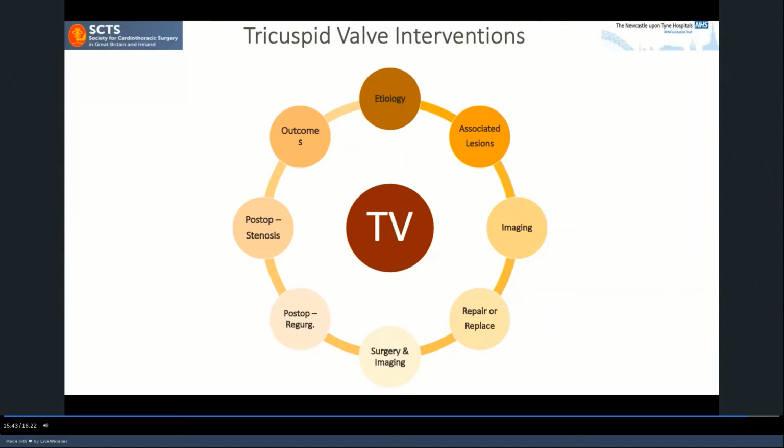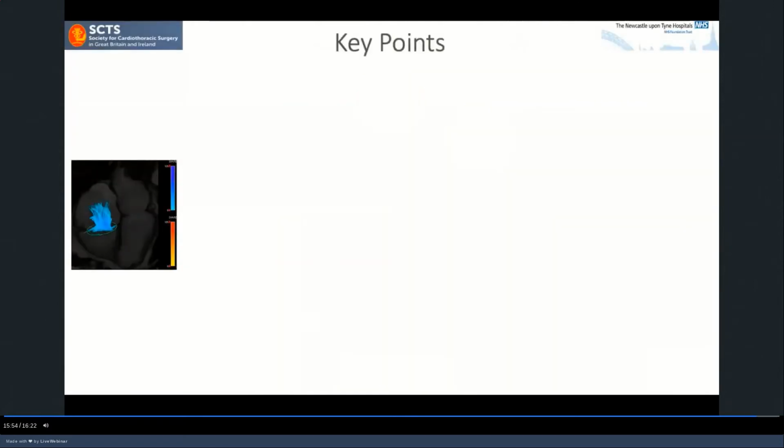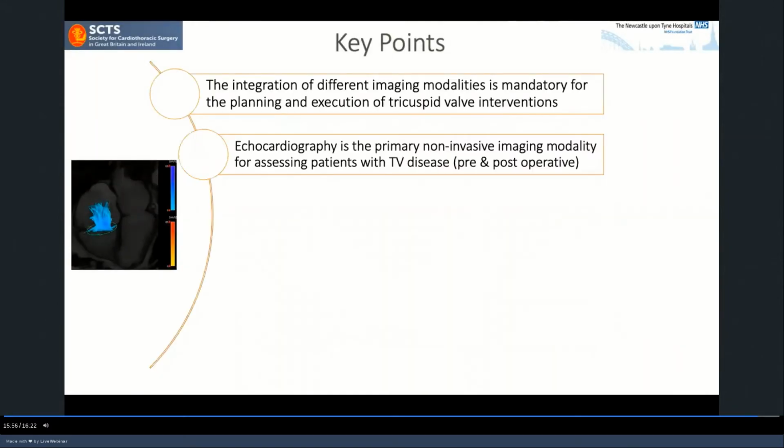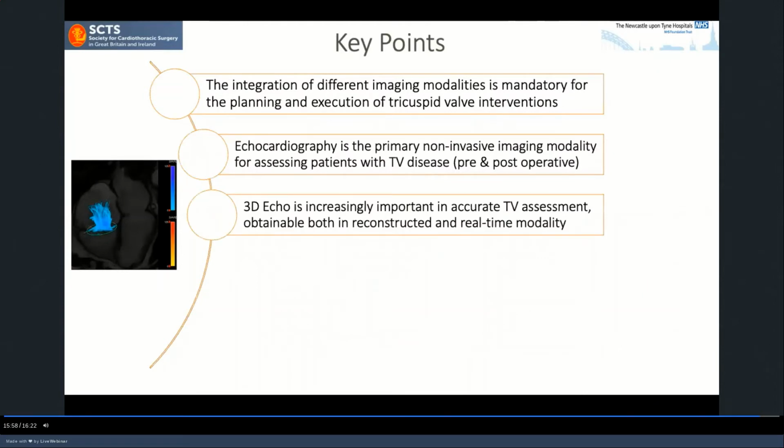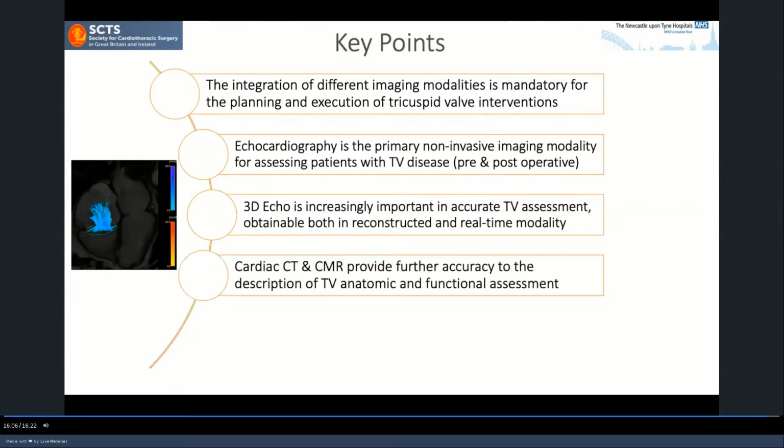We need to understand that the tricuspid valve is an interplay between complex anatomies, structures, and RV function with a lot of loading conditions. The key points from this talk I would like to end with is that echocardiography is the primary non-invasive modality for assessing patients with both pre- and post-operative tricuspid valve disease, and the accuracy of multimodality imaging is key to successful outcomes.